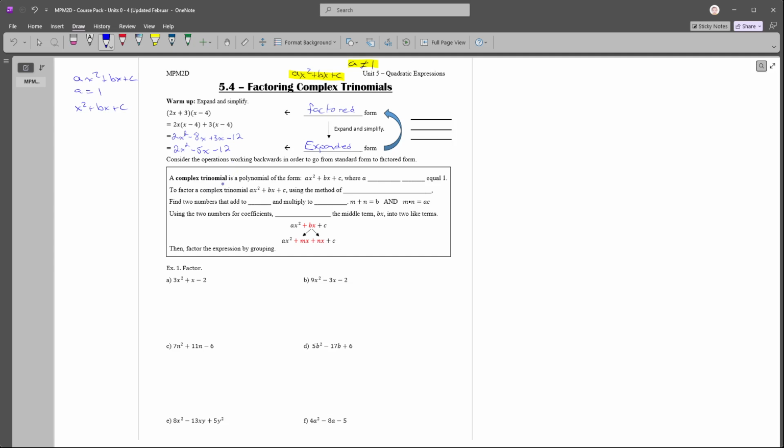A complex trinomial is a polynomial in the same form of ax squared plus bx plus c. However, in this situation, a does not equal 1. It's not allowed to equal 1 at all. If it did, then that'd be a simple trinomial, and we would just follow the same pattern from the last lesson. Now, how do we factor this one? Well, the good news is it's pretty much the same as last time to start with, but we have to follow an extra step.